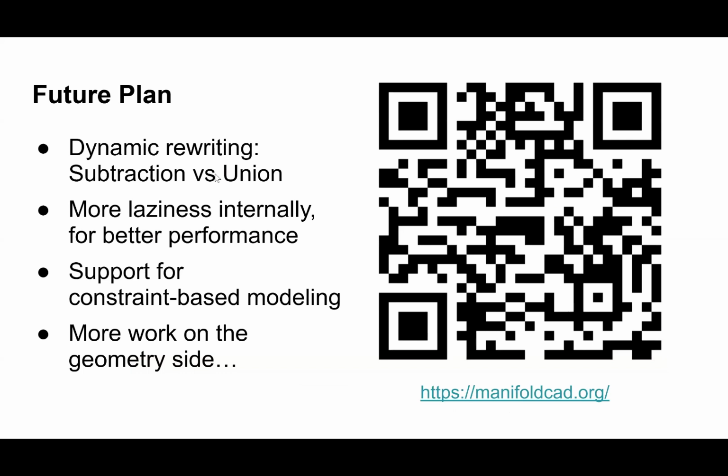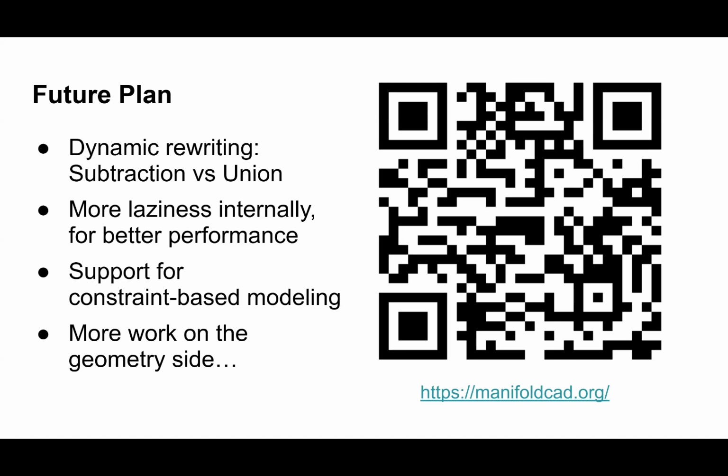So here are some of the future plans. We plan to do some dynamic rewriting, because currently our assumption is that subtraction is more expensive than union, which is generally true when you start from a relatively simple model and then keep on subtracting from it. But in some cases, you may have a very complicated model, and then you try to do subtraction to remove the complicated parts.